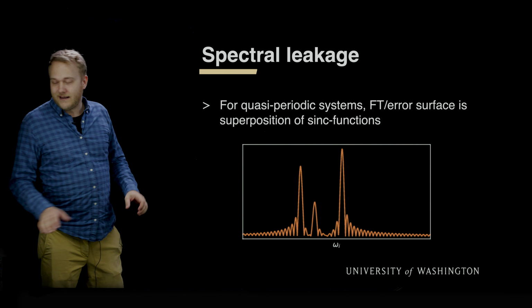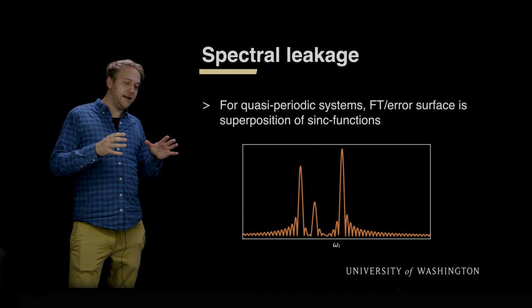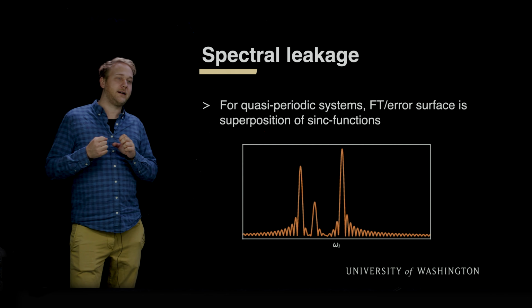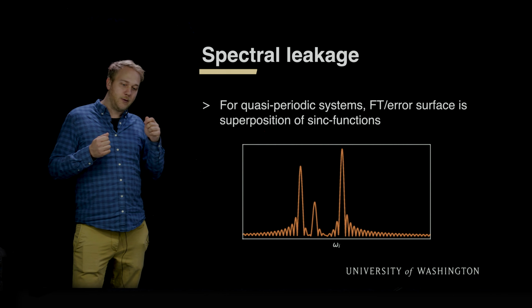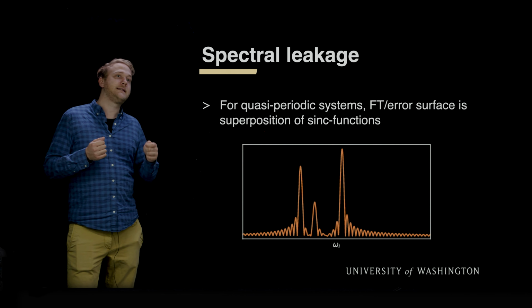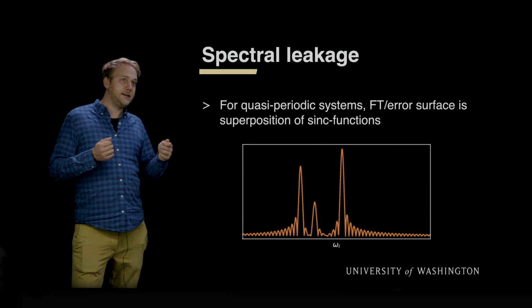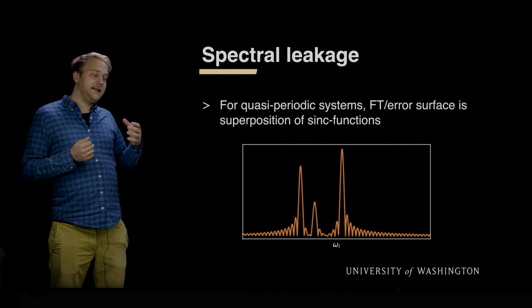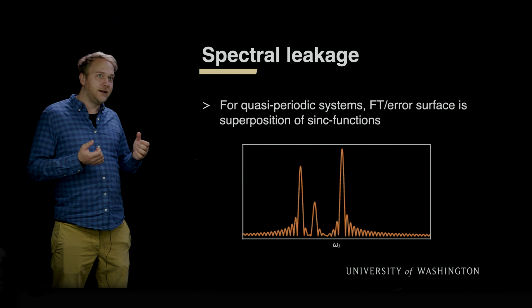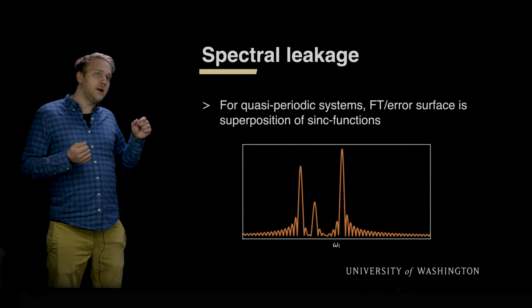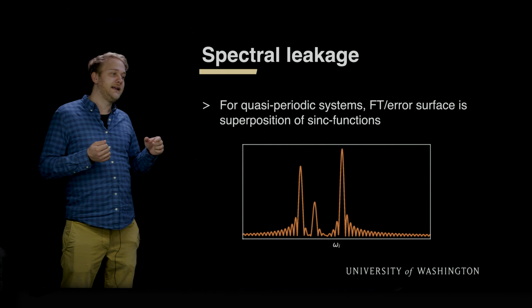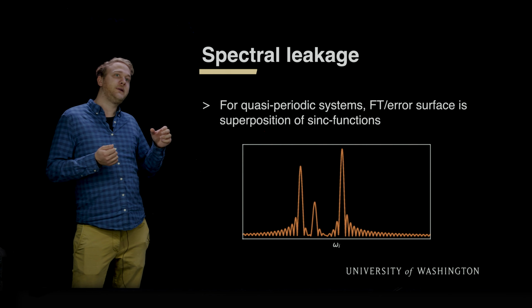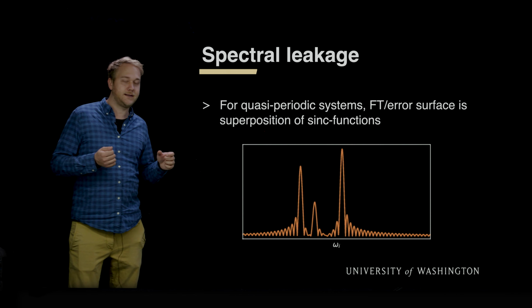So now let's go back and look at the assumptions that we make about the data. The assumption that we make about the data x_t is that they stem from a quasi-periodic system. And we can show, so basically this is known in electrical engineering, that if you have a quasi-periodic system, its Fourier transform is going to be a superposition of these sinc functions.